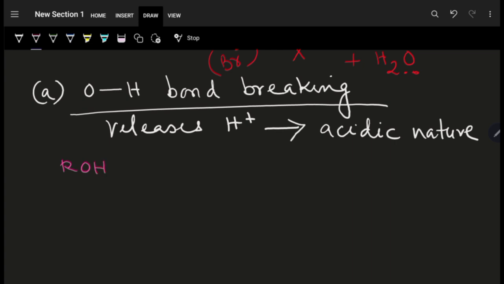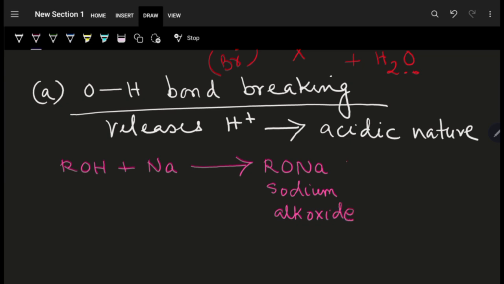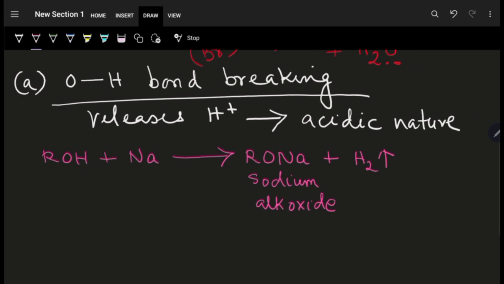ROH reacts with active metal like sodium and it releases H2 gas, forming RONa. RONa is known as sodium alkoxide. It's known as sodium alkoxide, and it releases hydrogen gas, H2 gas. So this reaction with active metal, if you balance it, it is 2 over here, 2 and 2. So it reacts with active metal sodium, forming hydrogen gas.